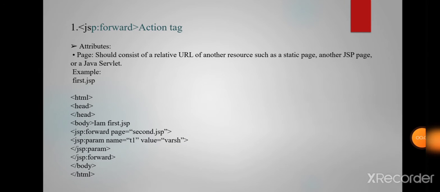Next, first one, JSP forward action tag. The JSP forward action tag is used for forwarding a request to another resource. It can be a JSP, a static page such as HTML, or a servlet. The request can be forwarded with or without parameters. Next, attributes include page. Page should consist of the relative URL of another resource, such as a static page, another JSP page, or a Java servlet. Here is the example for the JSP forward action tag.